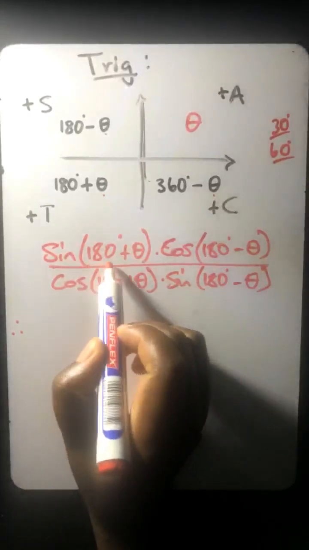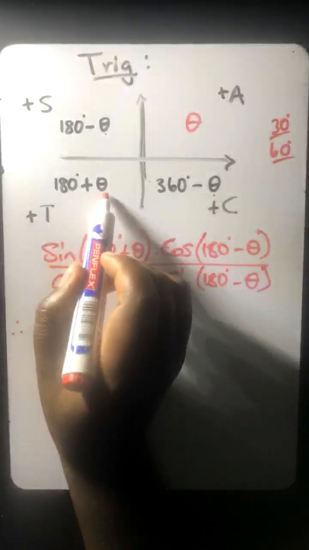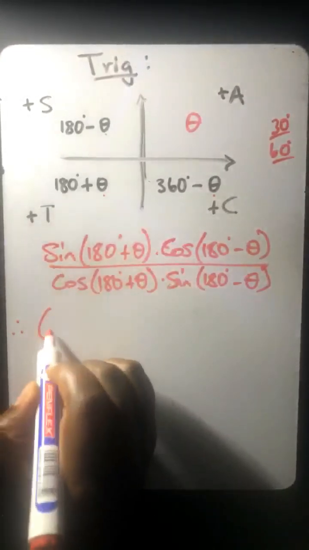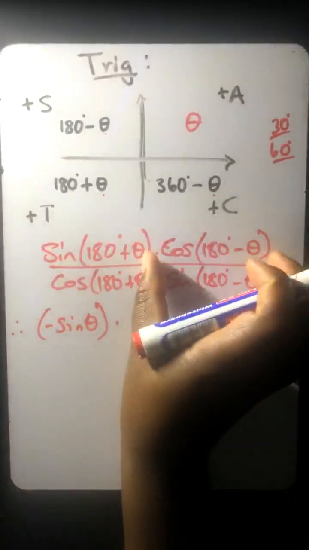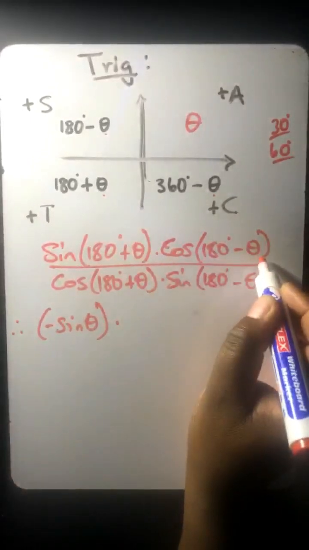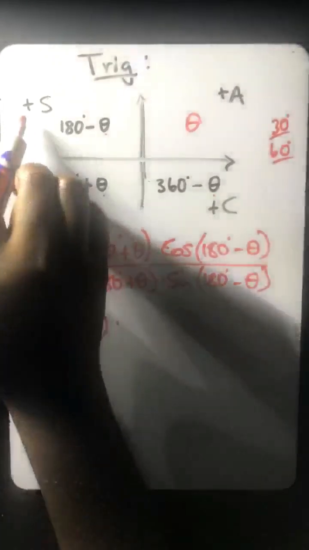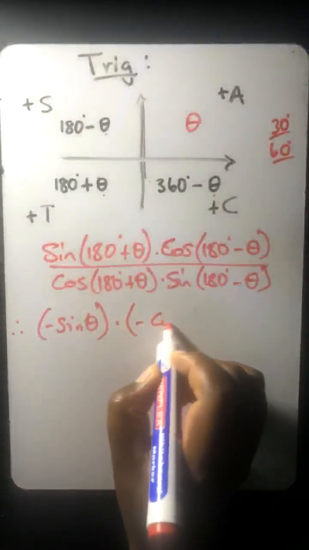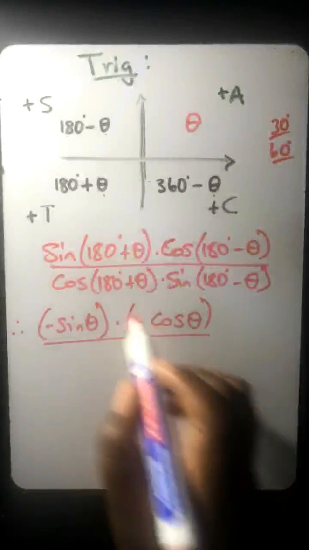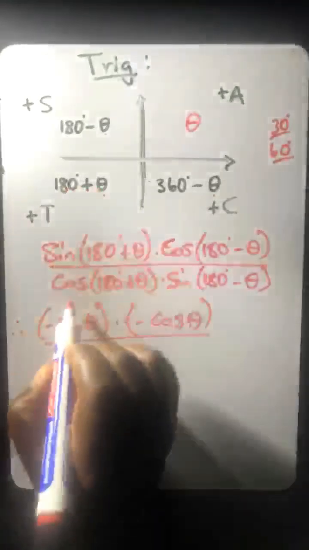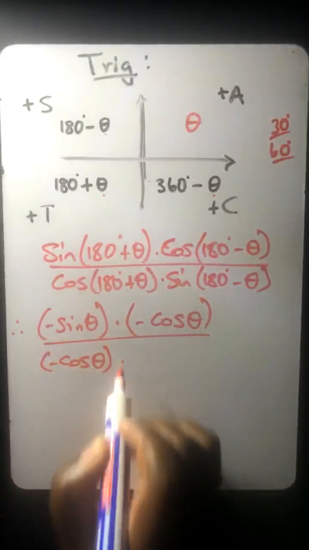So sine of 180 plus an angle, in which quadrant is that one? Is sine positive? It's negative. That is why inside the brackets you're going to say a negative sine angle times this one. In that quadrant, is this thing negative? It's negative because it's only sine which is positive. So that is why inside the brackets you're having negative cos angle over this one. In which quadrant? In that quadrant. Is this positive? It's negative. That is why you're going to have it as negative.